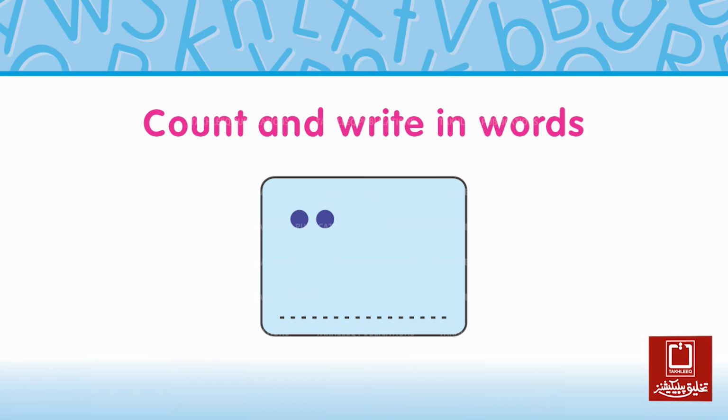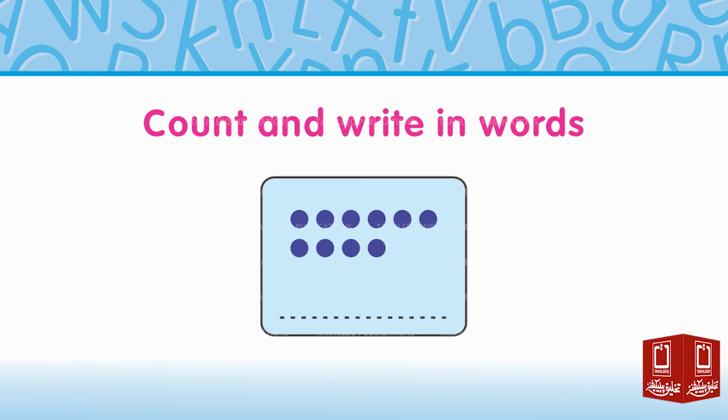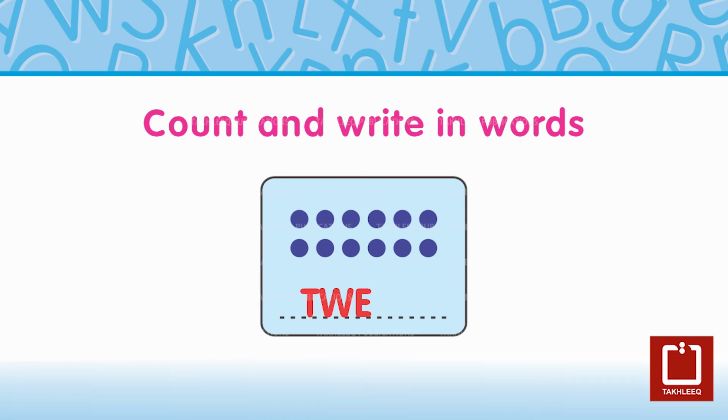1, 2, 3, up to 12. Here are 12 dots. The spellings of 12 are T, W, E, L, V, E. 12. So we write here T, W, E, L, V, E.